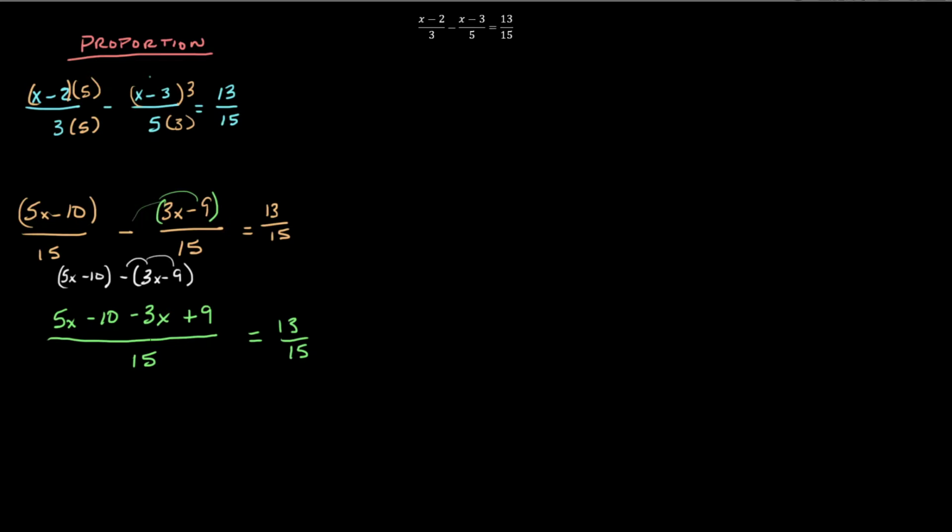So, keeping in this, we have 5x minus 10 and minus 3x. Wow, we have like terms. We have common terms there in the x, so we have 2x. And then we have a negative 10 and a positive 9. That's going to give us a negative 1 over 15 is equal to 13 over 15.